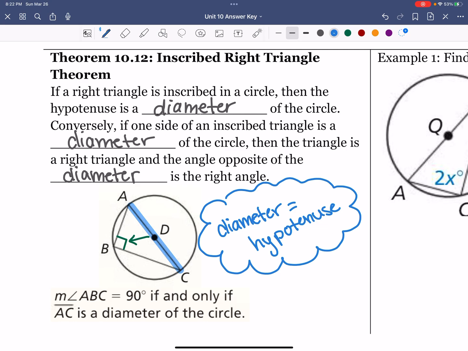And then, like I said before, this lovely angle that is opposite, and I went ahead and drew the arrow right here, the lovely angle that is opposite that diameter is going to be the right angle, making these my legs.